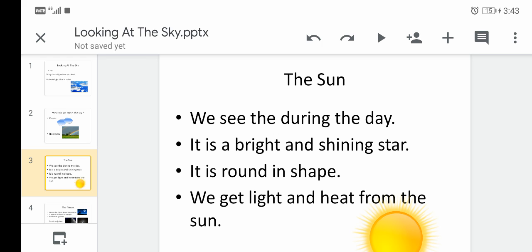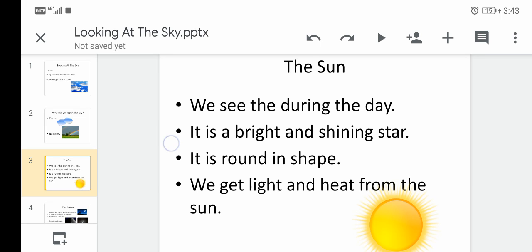What do we see in the sky during the day? We see the sun. The sun is a bright and shining star. Actually, it is a big, bright and shining star, and it is the reason why all living things live on planet Earth. What shape is it? It is round in shape. And what do we get from the sun? We get light and heat from the sun.